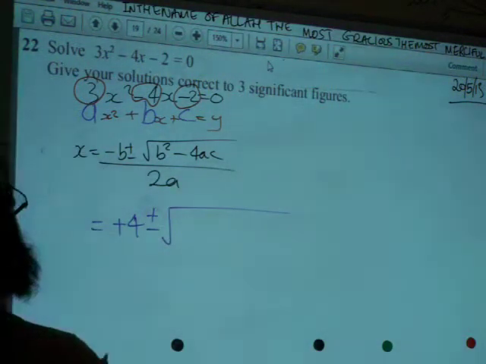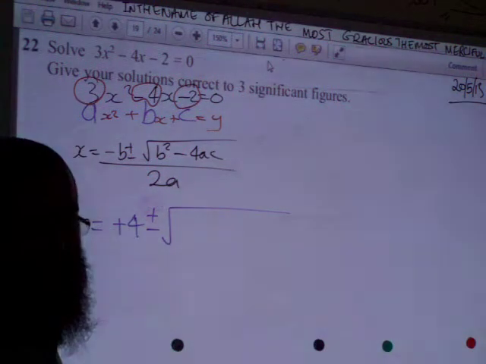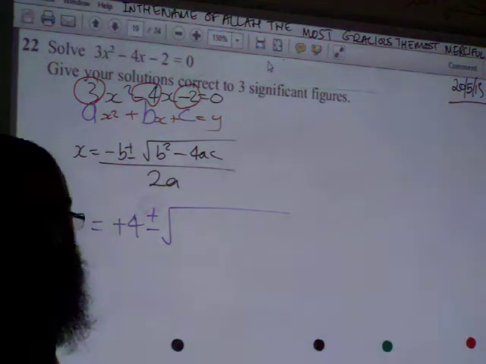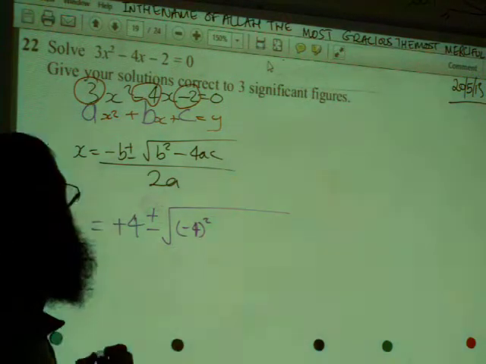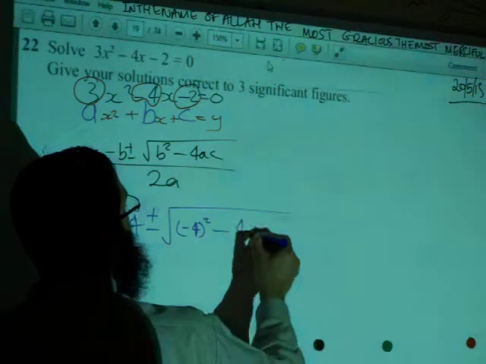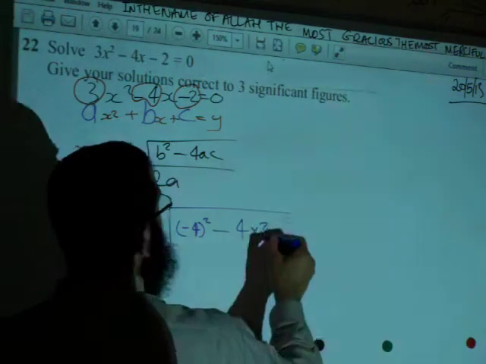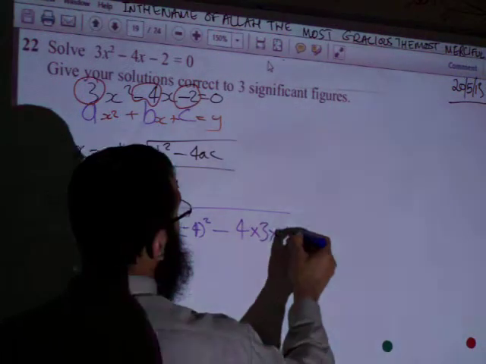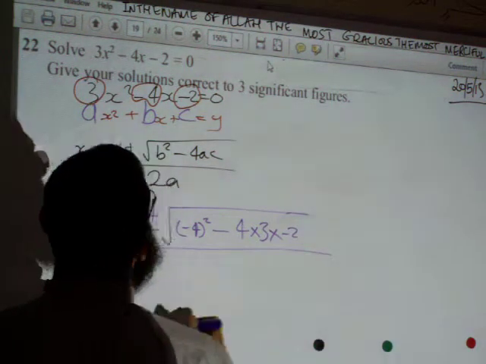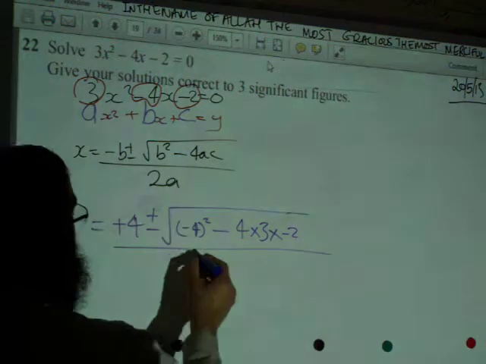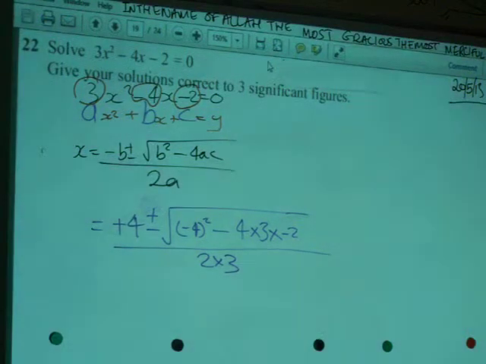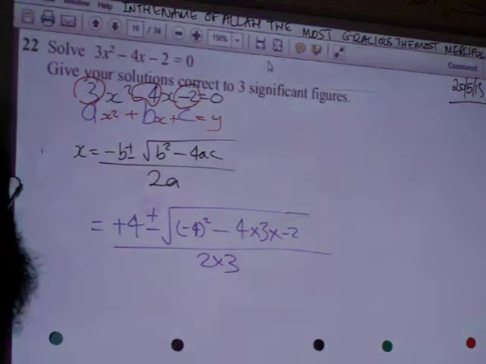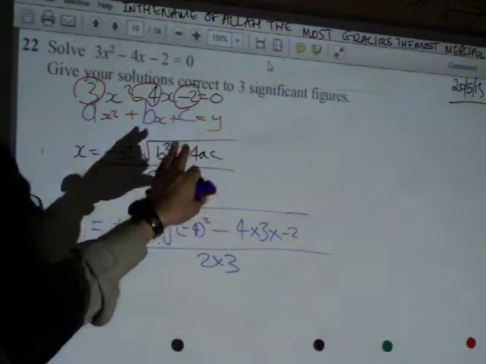Square root of b squared. Now, minus 4 squared. Is minus 4 squared the same as 4 squared? Yes, same thing. But for the sake of argument, we put minus 4 in there, in little brackets: minus 4 squared, minus 4 times a. A is 3, and the c value is minus 2. All of that divided by 2 times a, which is 2 times 3. Are we happy with that so far, Isa? Yeah. How we get the a, b and c and put them into the formula.